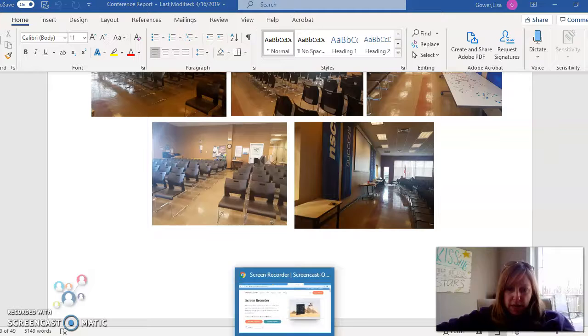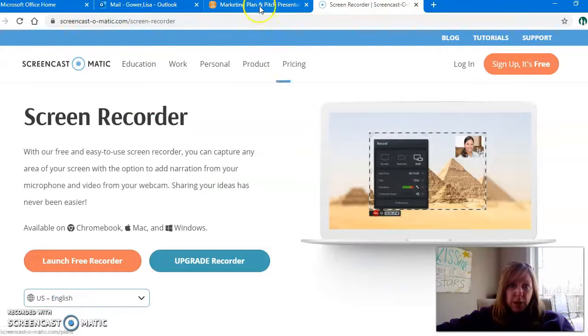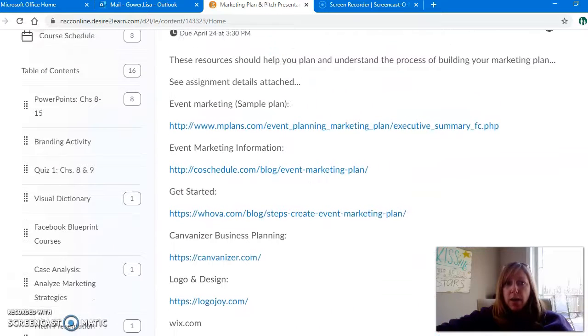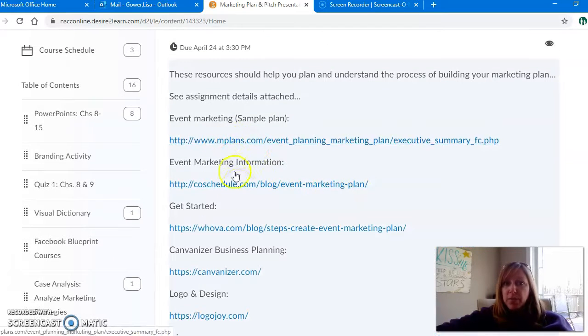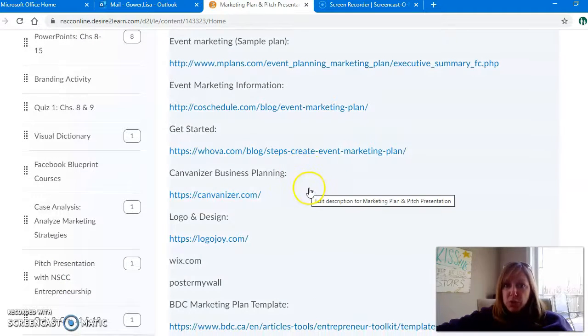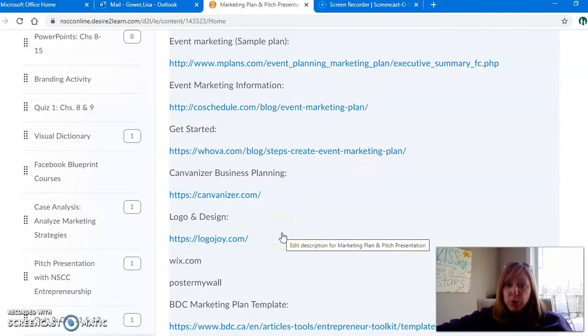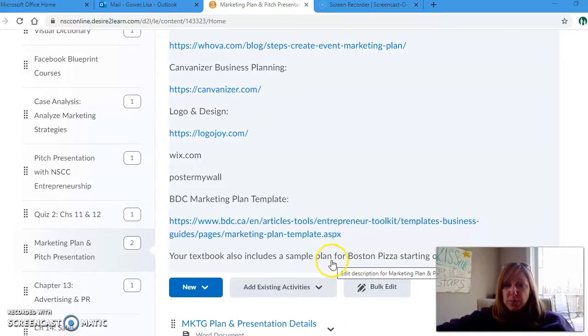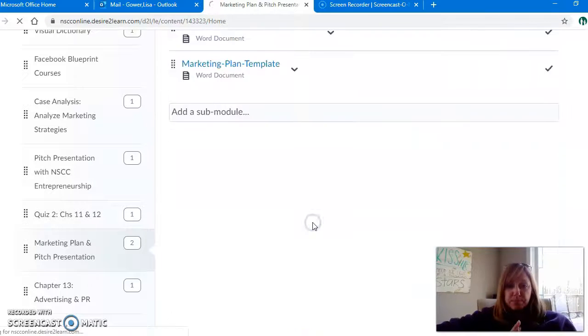So if you're looking at the web page on Brightspace, this is the last thing I want to show you. On Brightspace, I've given you samples of event marketing plans, how to get started on your own marketing plan, how to do a one-page business or marketing plan, how to help you design logos or use Wix and Poster My Wall. And last but not least, I included another template. There's the mention of Boston Pizza on page 621. Actually, I think depending on what book you have, it might be on a different page, but in the 600s. And I'll show you this.